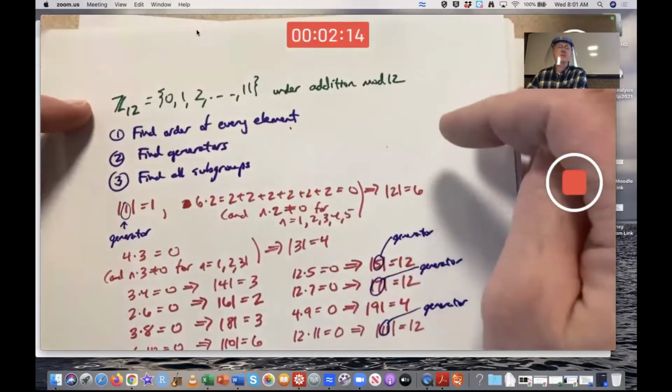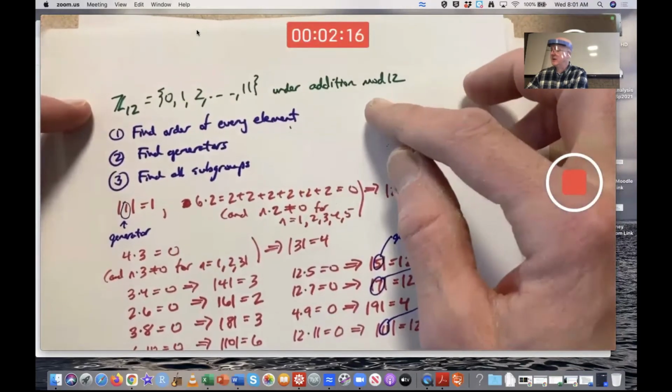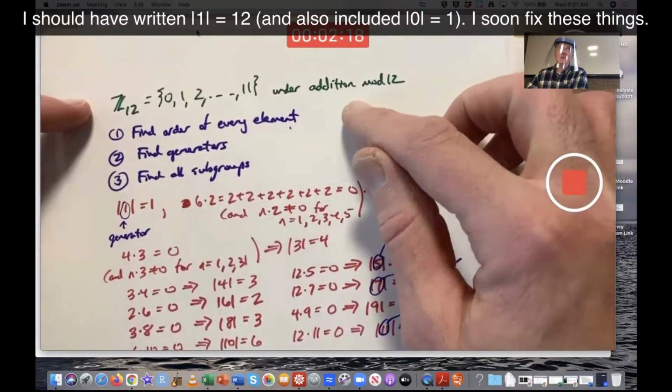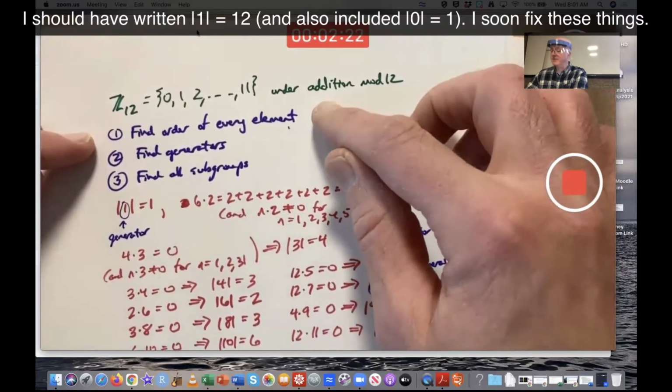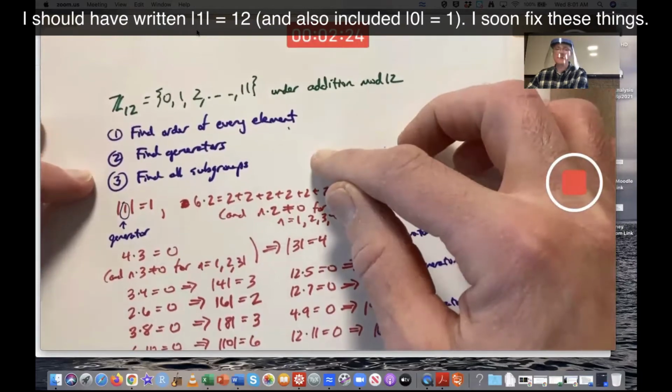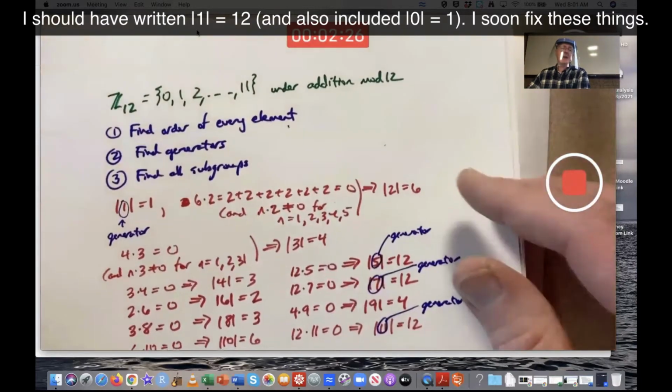So we got Z12 here. As we know, that's as a set, it's got 12 elements, 0 through 11. As a group, it's only a group under addition, mod 12. The goals were to find the orders of every element, find the generators, and find all the subgroups. So I just went ahead and started one by one.